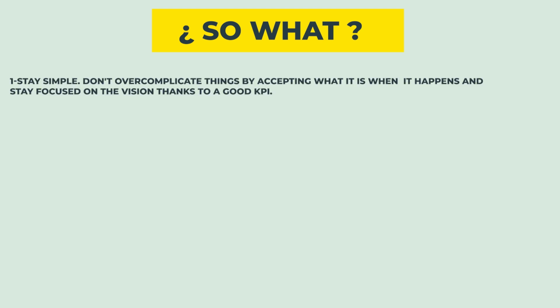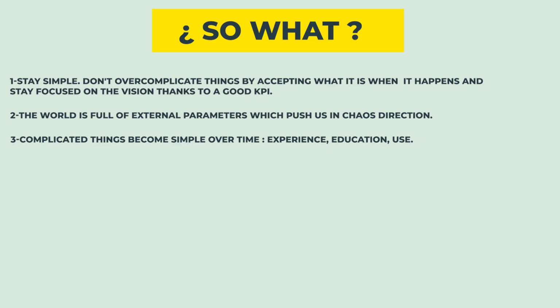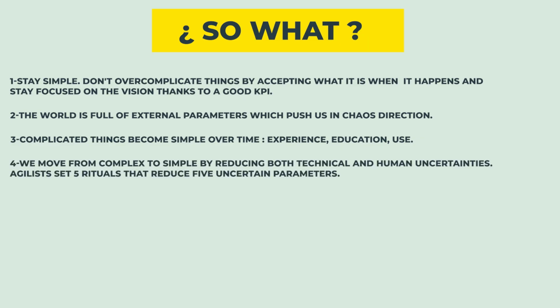Eight points to conclude. First, stay simple. Don't overcomplicate things; accept what it is when it happens. And stay focused on the vision thanks to a good KPI. Secondly, the world is full of external parameters which push us in the chaos direction. Complicated things become simple over time by experience, education, use, and so on. We move from complex to simple by reducing both technical and human uncertainties. Agilists set 5 rituals that reduce 5 uncertain parameters.